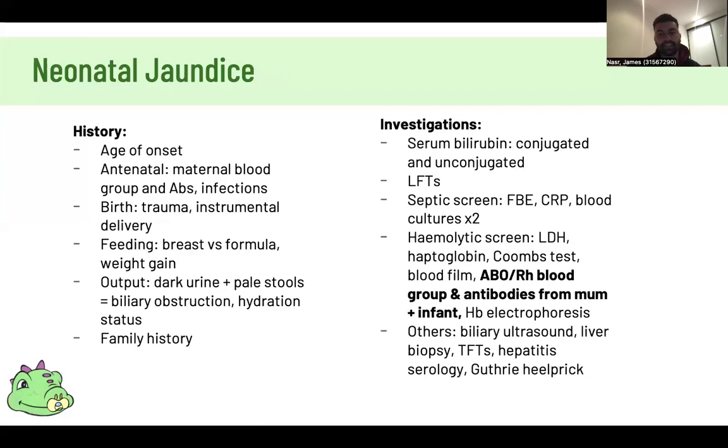Your other investigations are mainly not usually done in the acute setting. So this would be if it persists beyond a couple of weeks, because it's mainly looking at structural causes. So things like a biliary ultrasound or a liver biopsy.